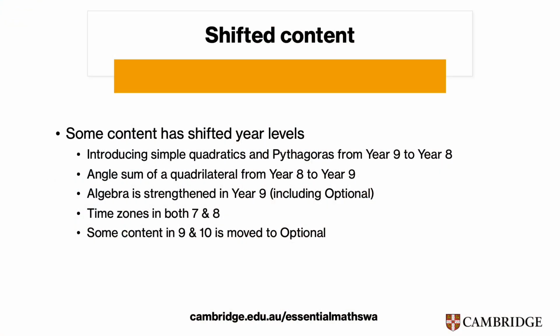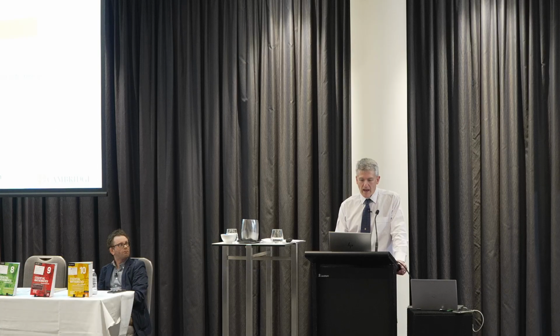We have some shifted content. Australian time zones are now developed through Year 7 and international time zones at Year 8. So this is a really good way of developing content through, as an example. Angle sum of the quadrilateral has moved from Year 8 to 9. We've got a strengthening of algebra at Year 9, both in core and in optional. Pythagoras moved from Year 9 and is introduced at Year 8.